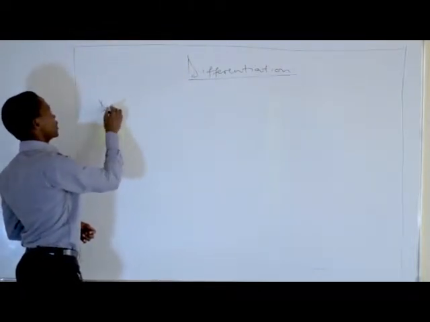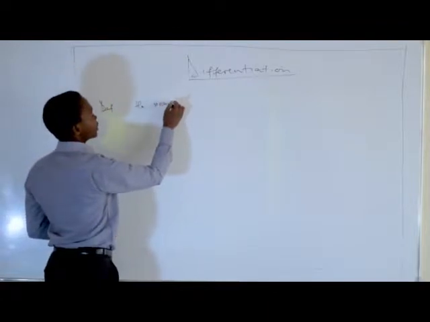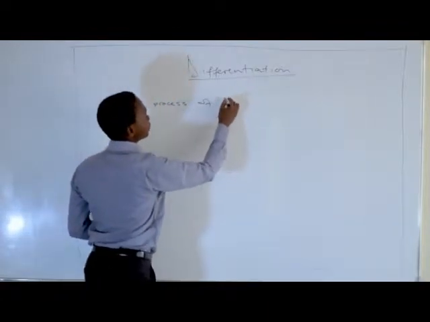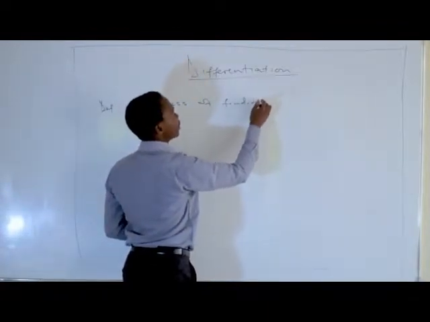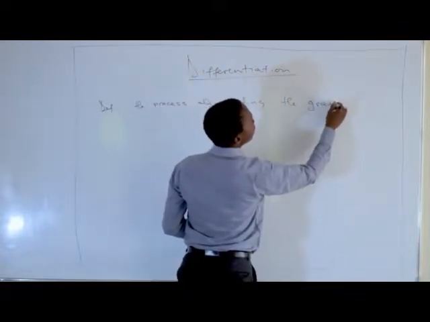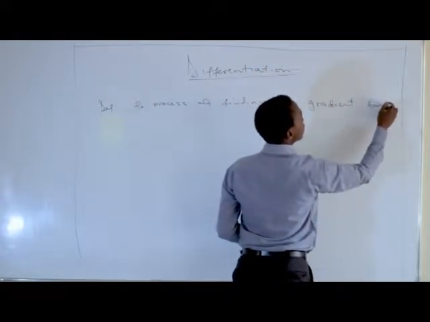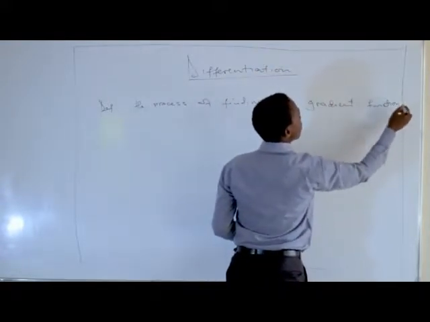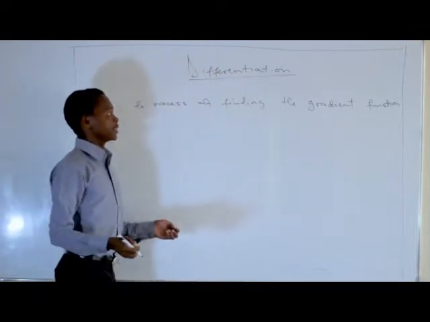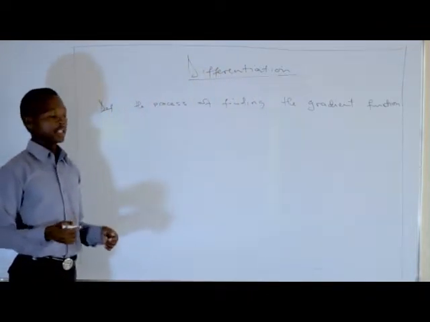What is differentiation? Differentiation is the process of finding the gradient function. So whenever we are differentiating a function, we'll be finding the function which defines its gradient.